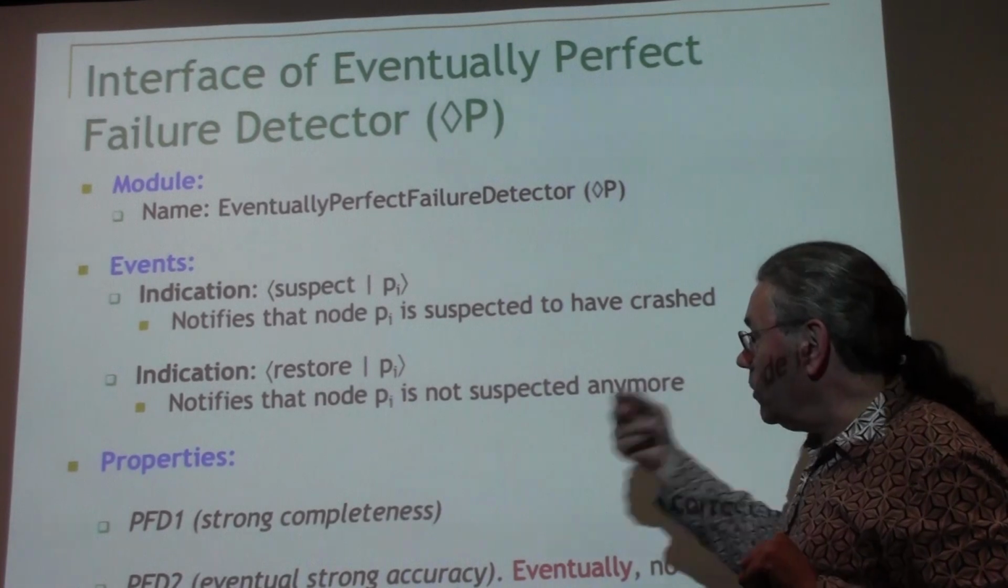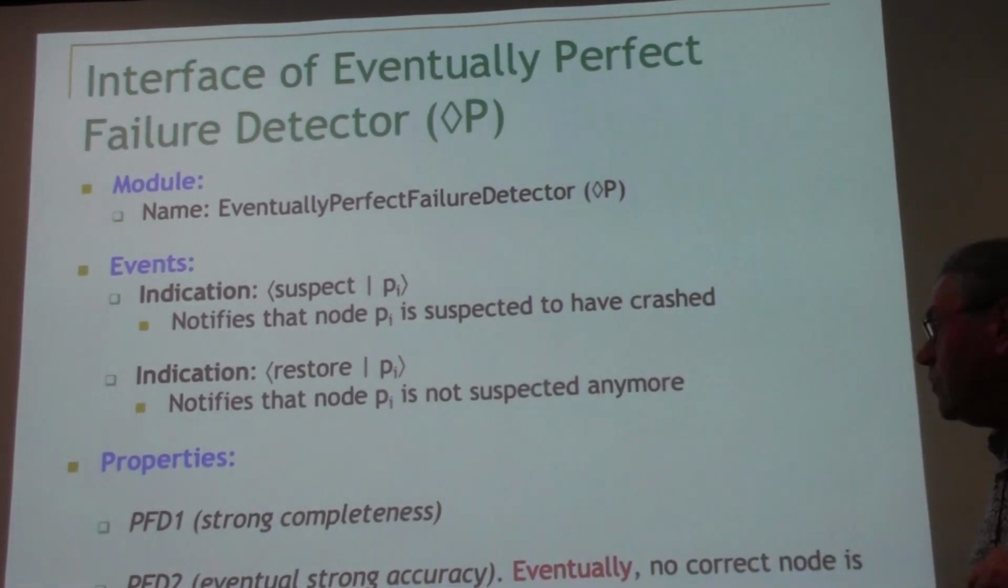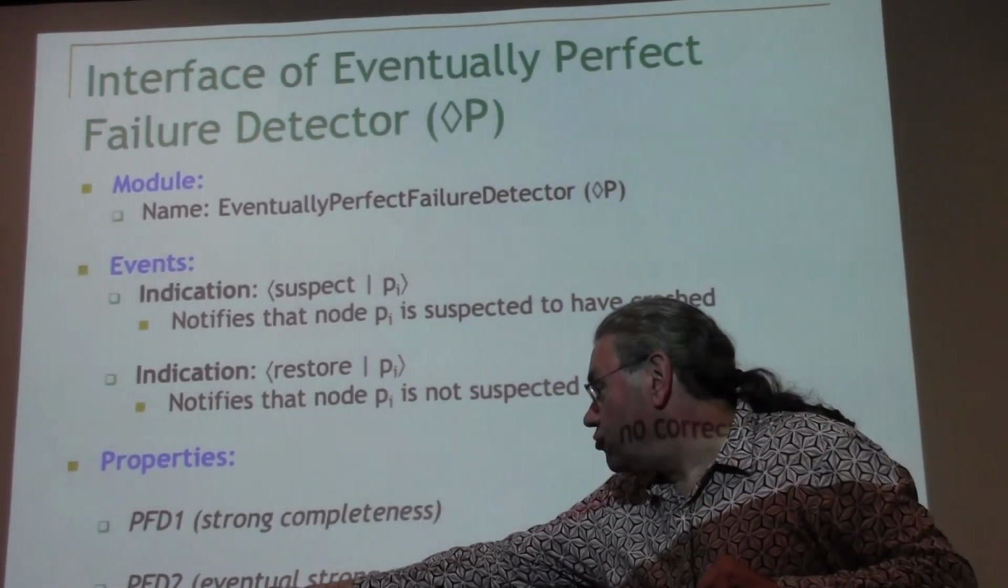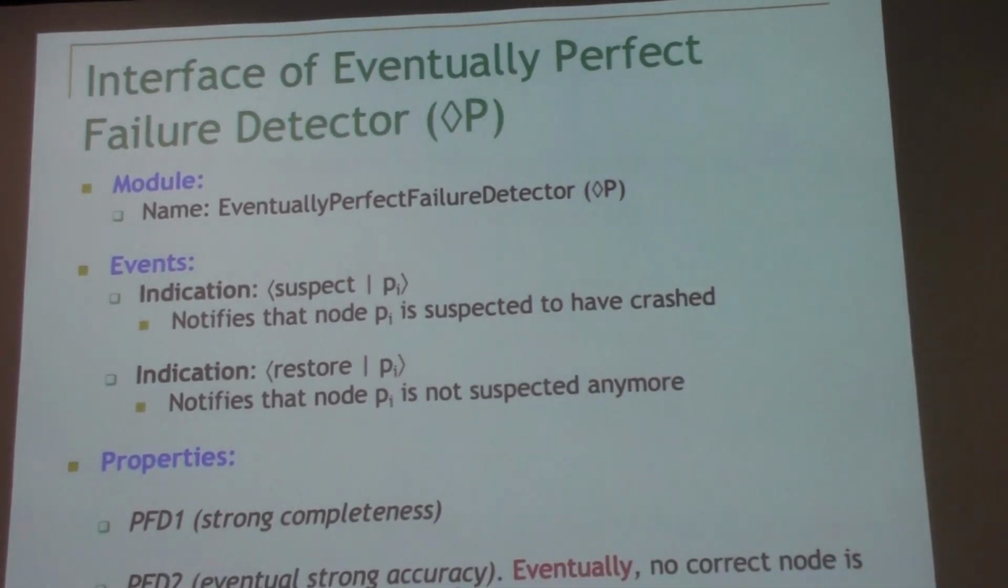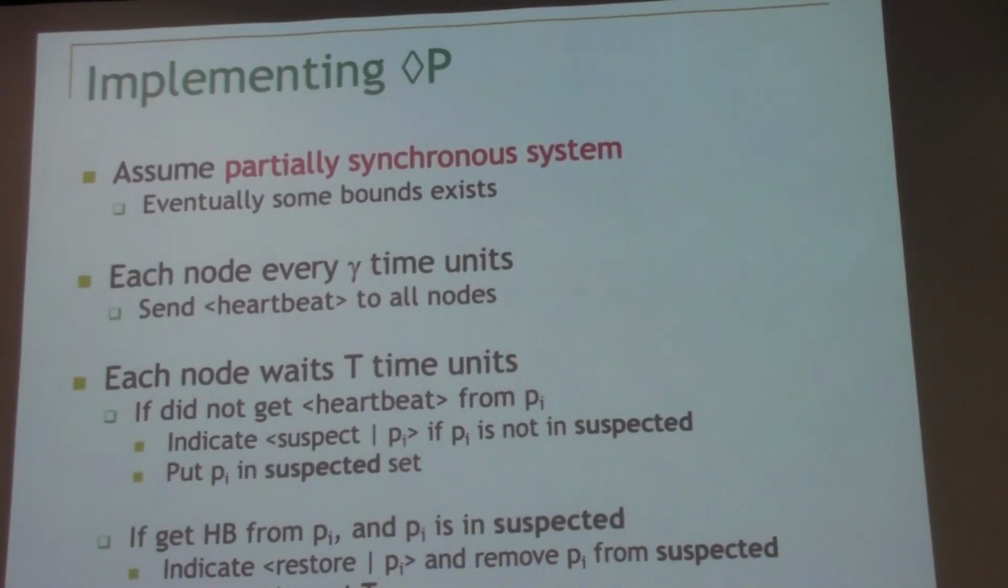Okay? And this one also has two properties: strong completeness, but eventual strong accuracy. Eventually, no correct node is suspected by any correct node. You can see how important the word eventually is. Okay, we can implement it on top of a partially synchronous system. So this is our first algorithm, actually. You can see how we implement algorithms when we don't know when the bounds exist.